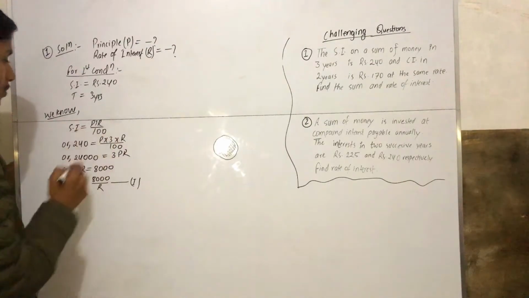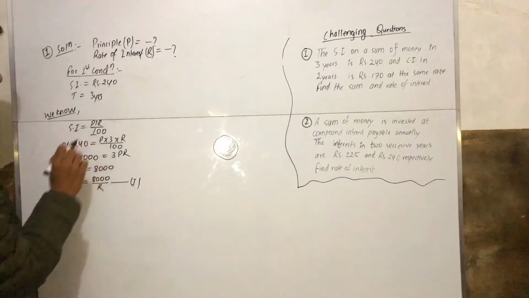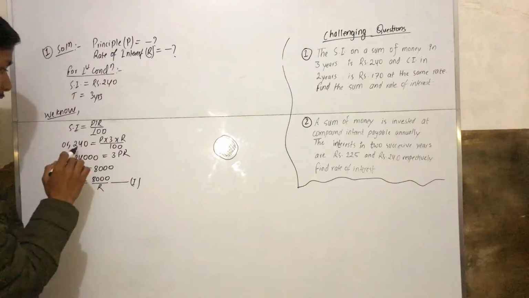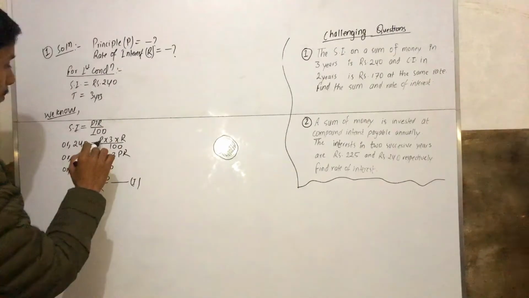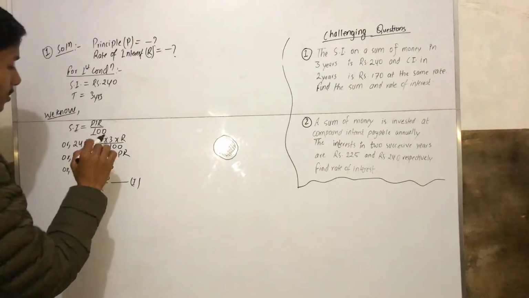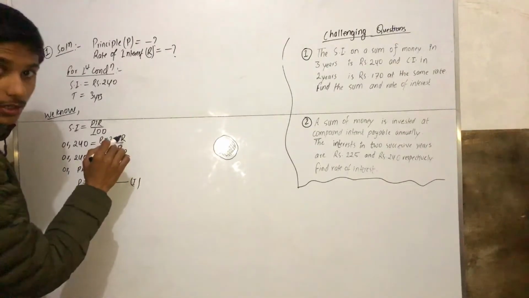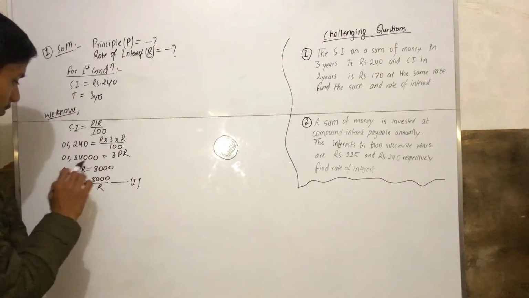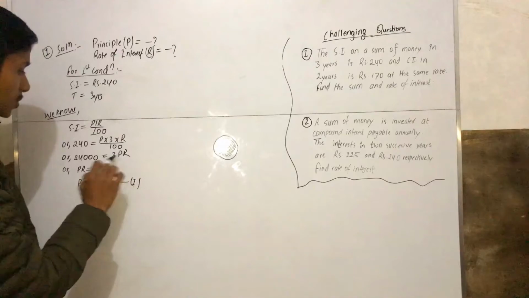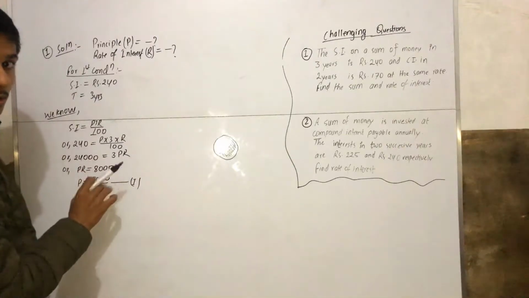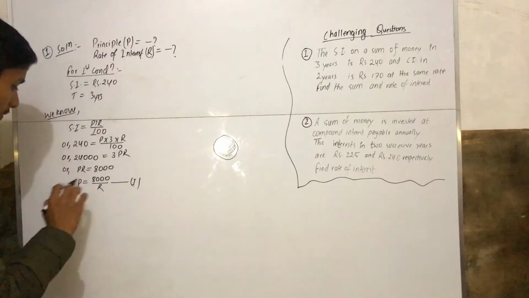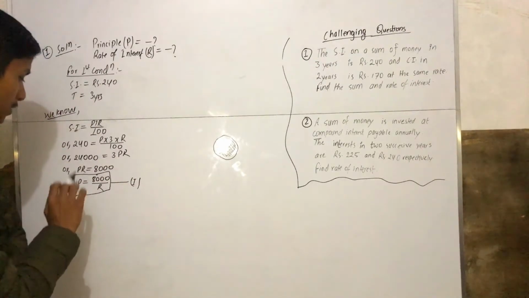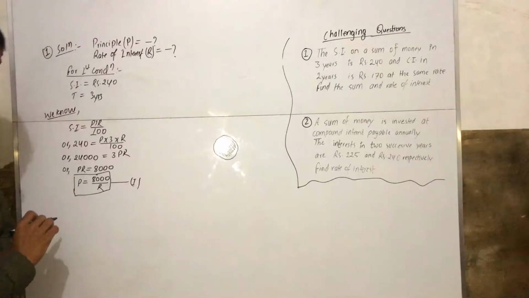Simple interest is equal to PTR by 100. This is the formula of simple interest, and here our simple interest is 240. Similarly, P is not given and time is 3 years. And similarly, rate is also not given, by 100. Here 24,000 is equal to 3PR. Simplifying this, we find the value of P, that is 8,000 by R.